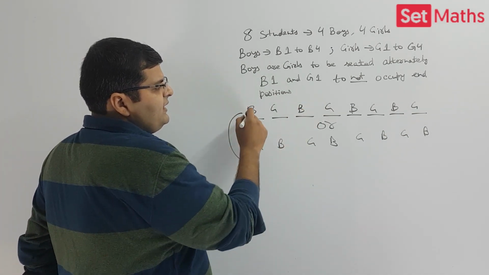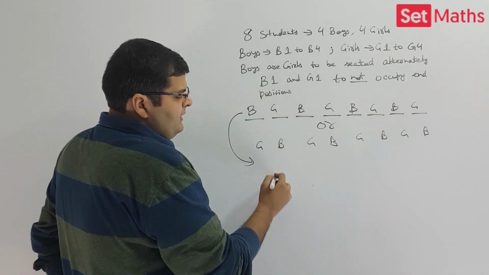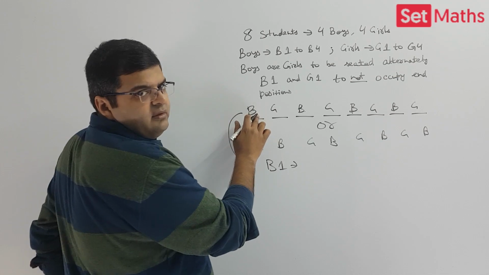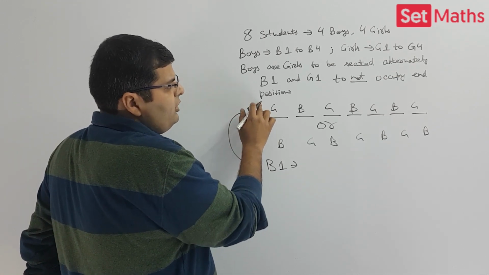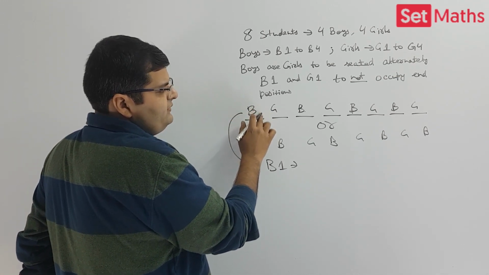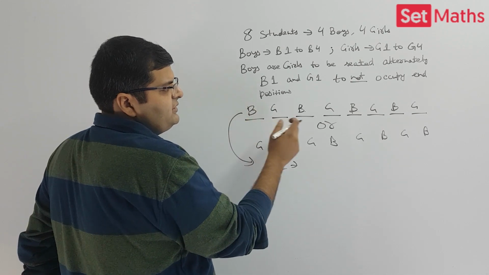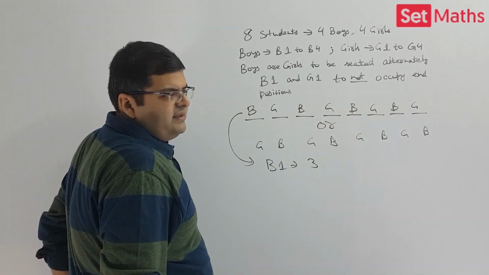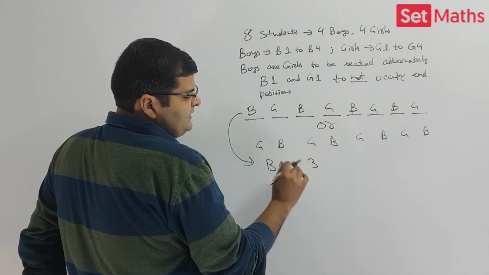Now if you look at it, there are 4 places for boys. But when B1 comes in, B1 does not have this option, because B1 cannot occupy the end position and this is one of the end positions or extreme positions. So B1 has 3 options left. So B1 can be seated in 3 ways.